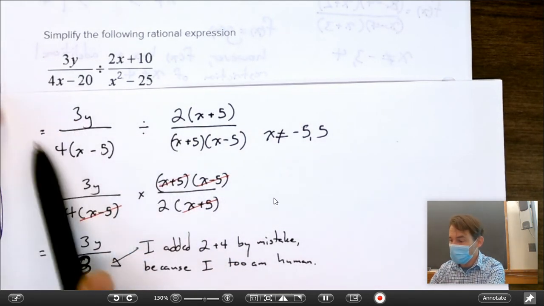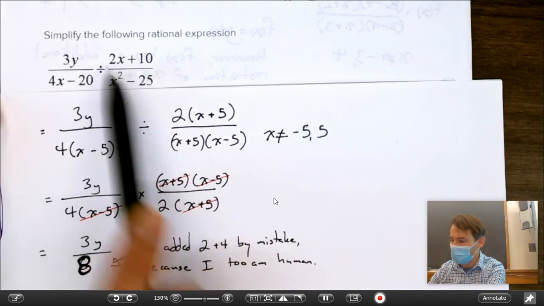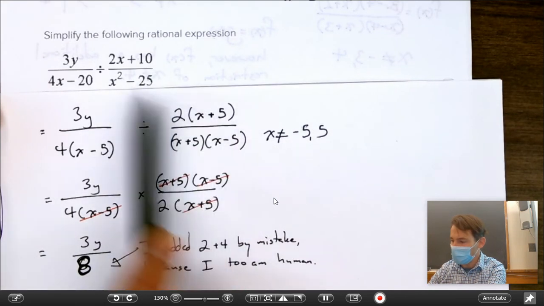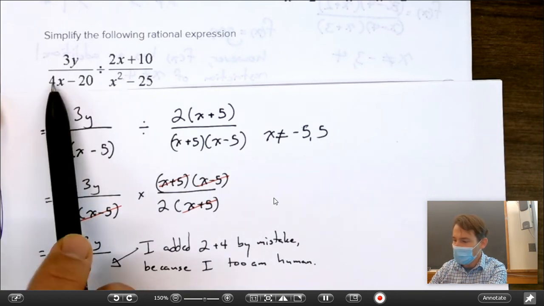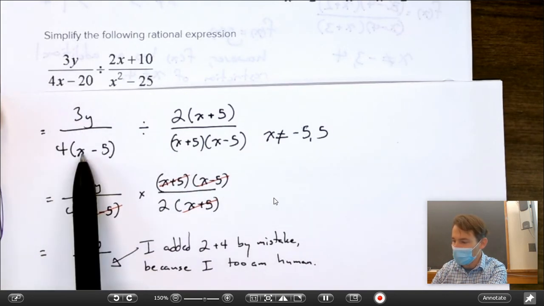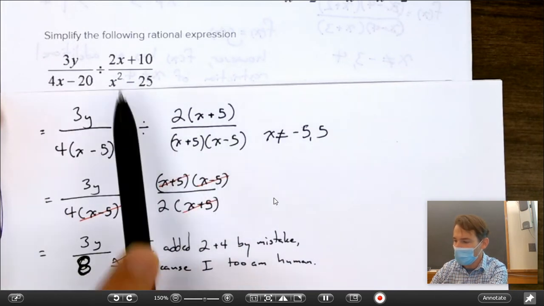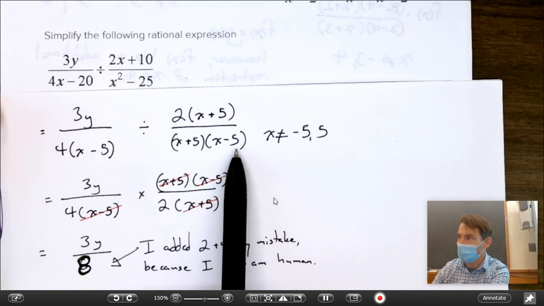So my first step is factor. I factor here with common factoring, factor out the 2. That gives me x plus 5. 2 times x plus 5 gives me this one. 3y doesn't factor, it's just 3y. And then 4x minus 20 is 4 times x minus 5. I notice that both these numbers are divisible by 4. X squared minus 25 is a difference of squares, and difference of squares always factor this way. So write all that down.